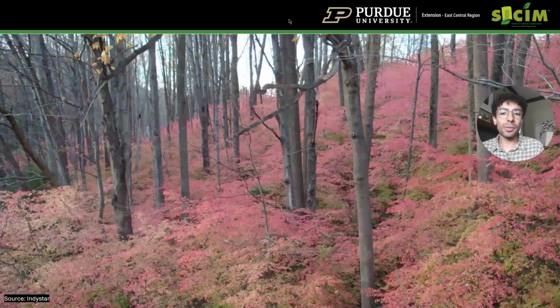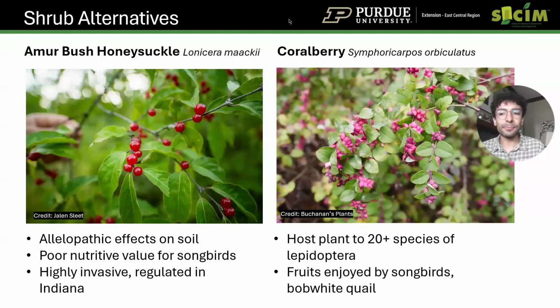So this is just one example of how intense burning bush can be in the landscape. I believe this is taken somewhere in Indianapolis, where it's just as bad as honeysuckle. I think a lot of people are not surprised at how invasive honeysuckle can be in the forest, but burning bush can be just as bad in the right context.